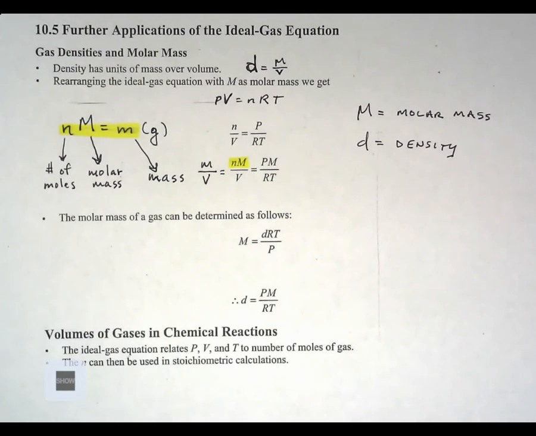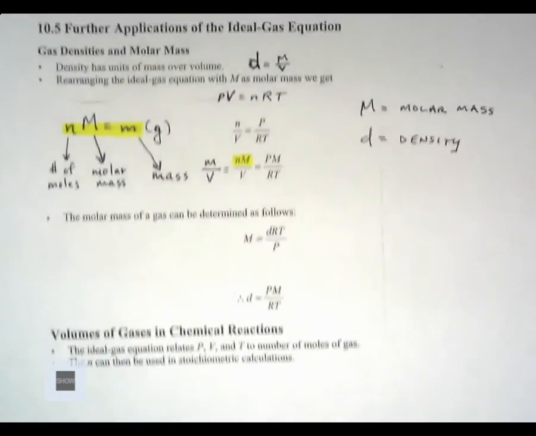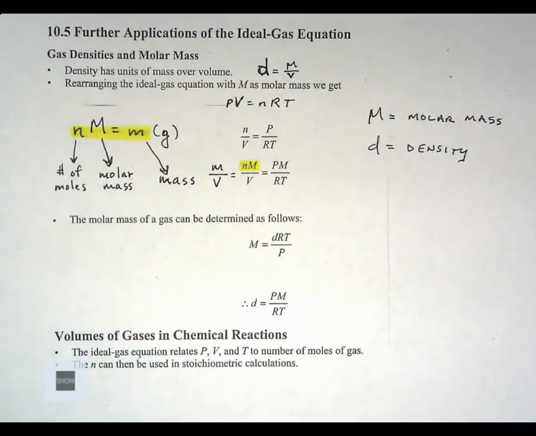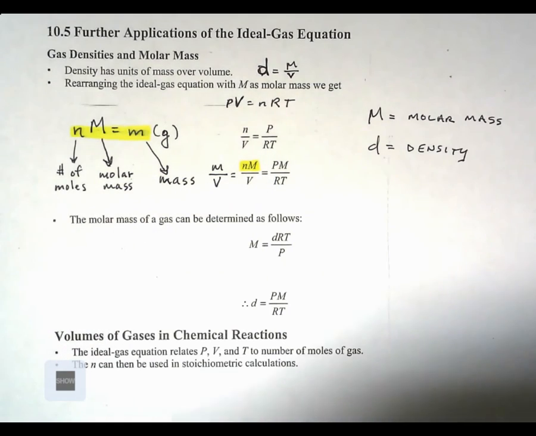So, 10.5, the further applications for the ideal gas equation. Essentially what we're doing here is just using PV = nRT and adjusting some of the parts of it, depending on what they give us in the equation. If they give us different information, we can still use this equation and solve for certain things.